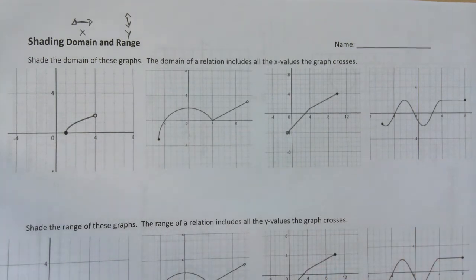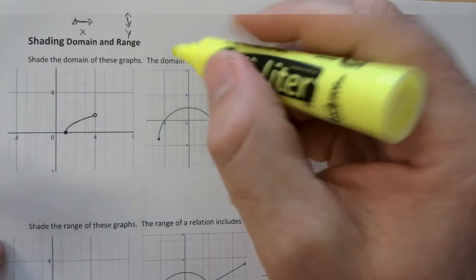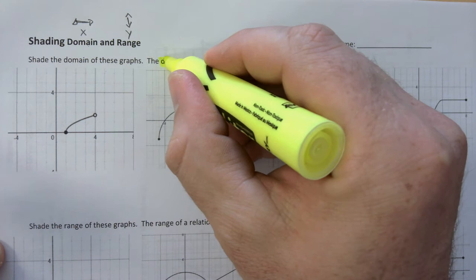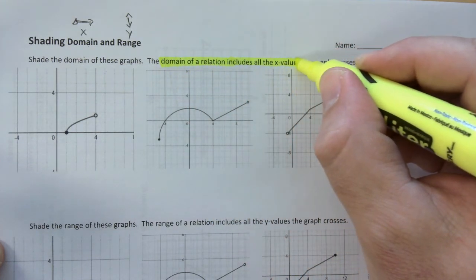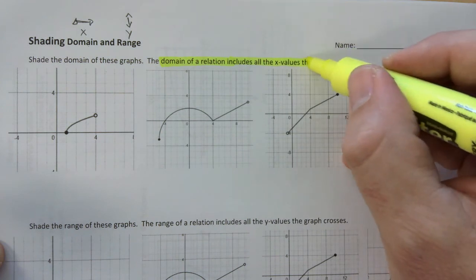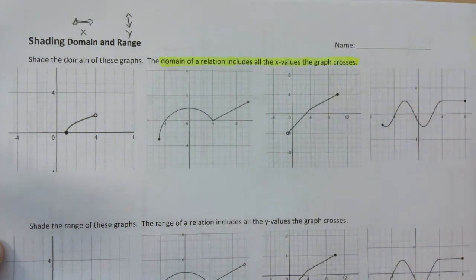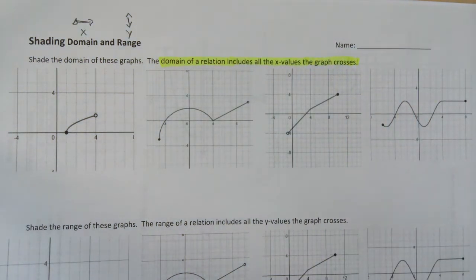And it says shade in the domain of these graphs. The domain of the relation, right? So I want you to highlight or underline this. The domain of the relation includes all the x values the graph crosses. Okay.